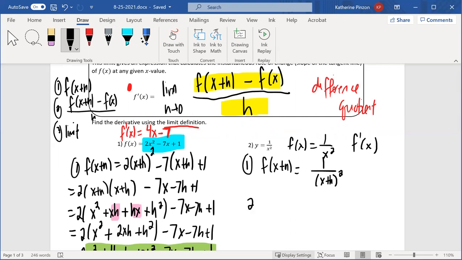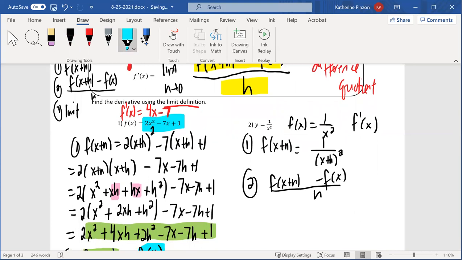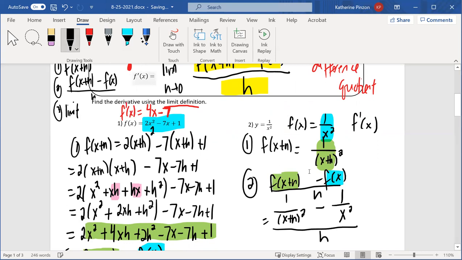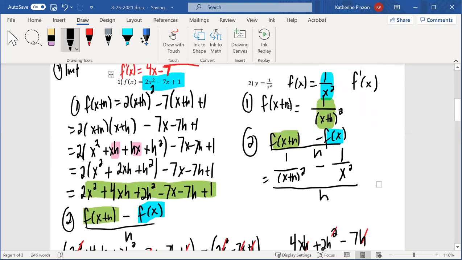Okay, step number 2 is to do f of x plus h minus f of x divided by h. So f of x plus h is that thing we just found, 1 over x plus h squared. f of x is the original function, and I'm going to simplify. So I have 1 over x plus h squared minus 1 over x squared divided by h. Uh-oh. This is bad news.